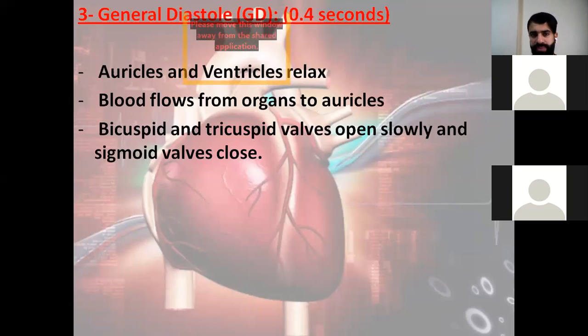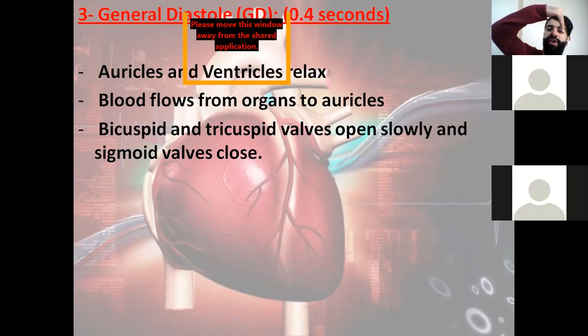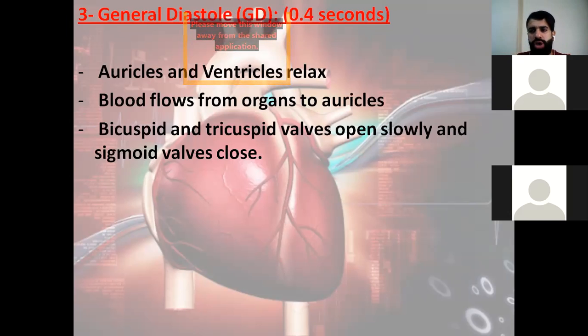General diastole. General diastole is about 0.4 seconds. Diastole means relaxation. So the auricles and the ventricles relax. The blood flows from the organs back to the auricles. Bicuspid and tricuspid valves open slowly but not completely. They start to open and the sigmoid valves close.